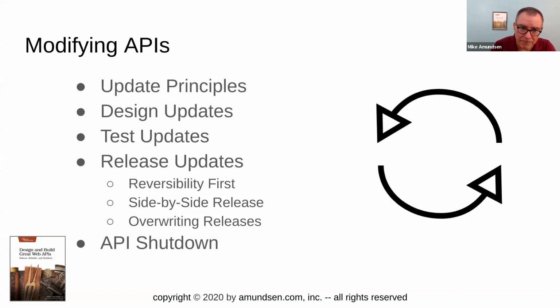That's a different problem. So the only time you should be overwriting releases is when you have a highly structured hypermedia type and you know you've got clients that are stable. That's pretty rare. So favor side-by-side releases.